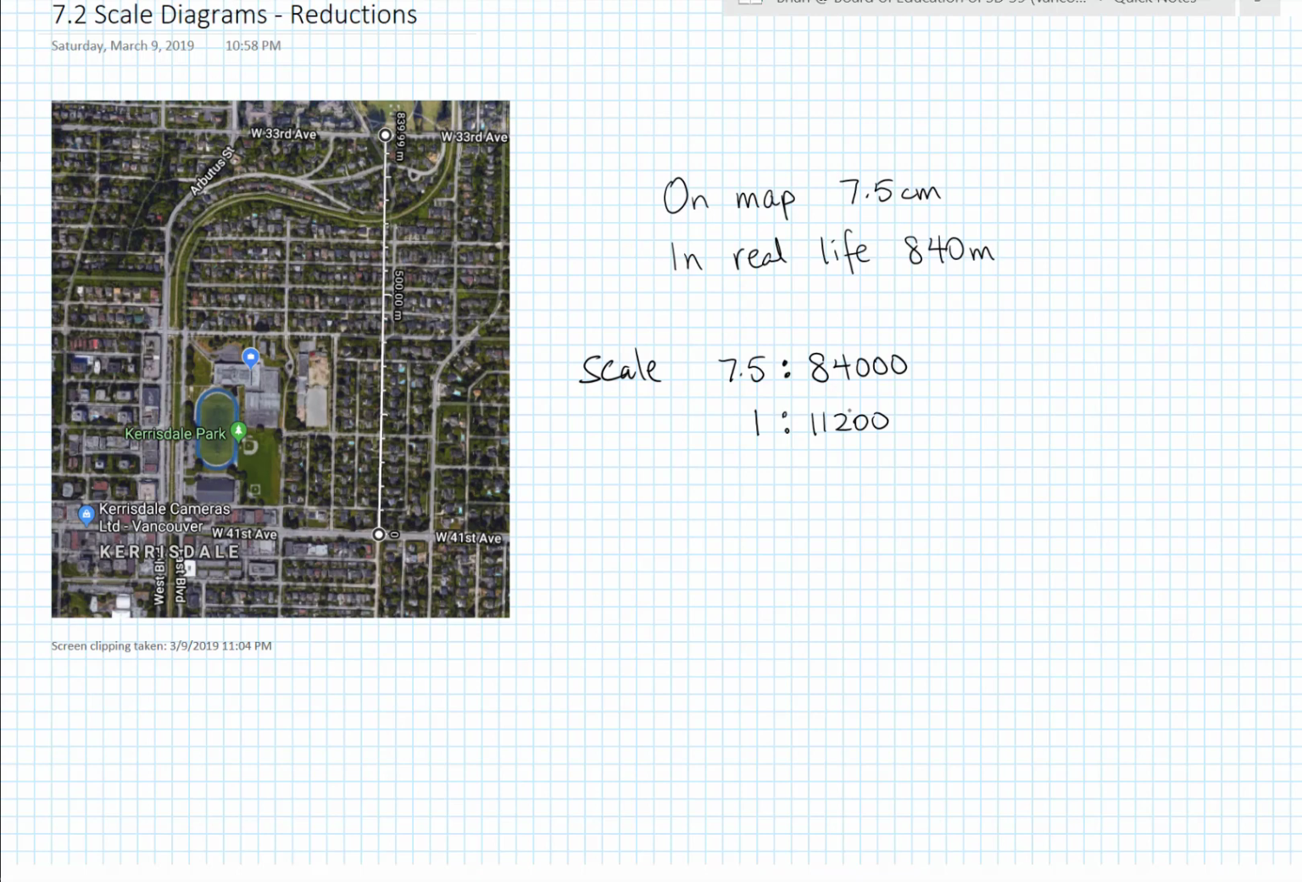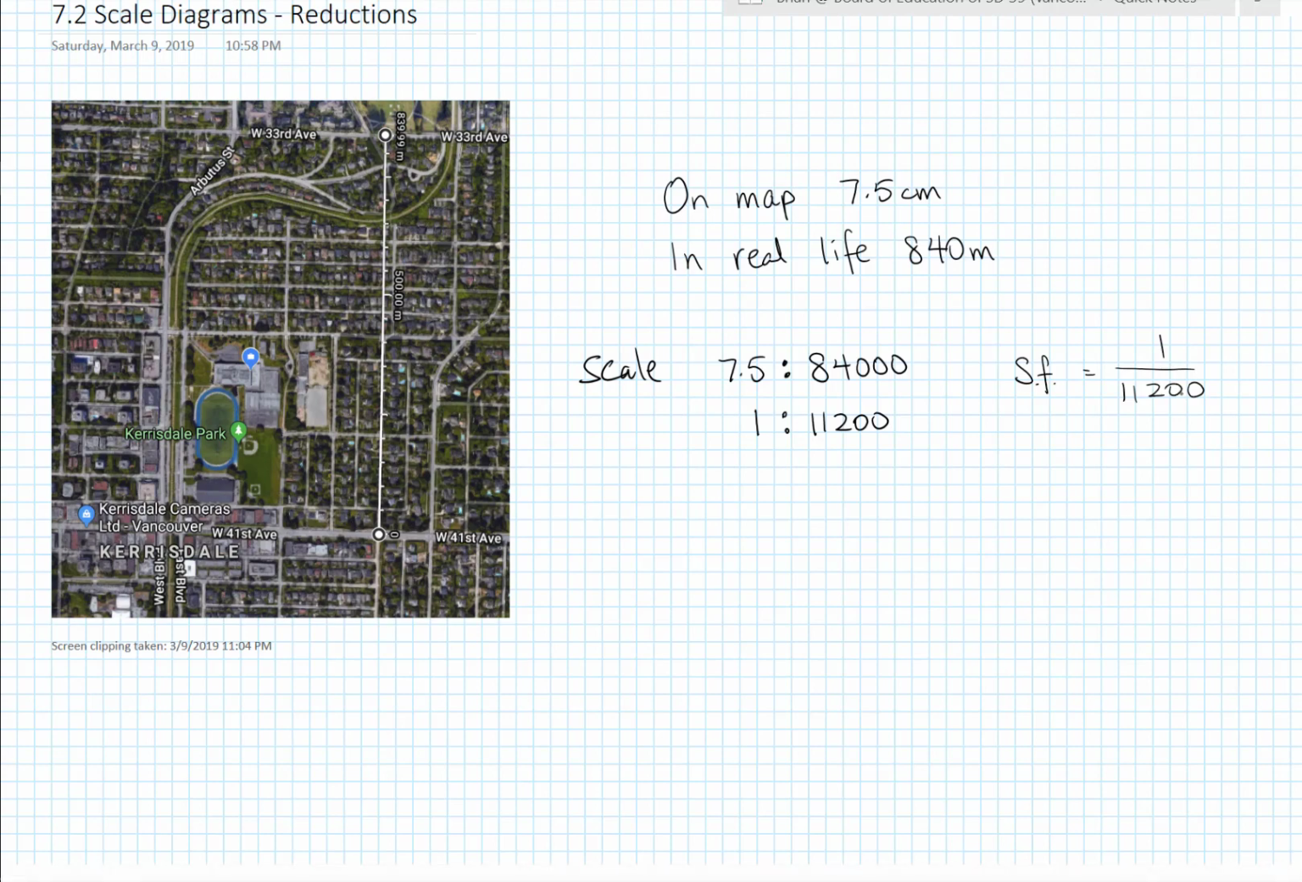Now, of course, we can also talk about a scale factor. Quite frankly, with this sort of reduction, we generally just deal with the scale. We don't really talk about the scale factor too much. But again, scale factor is easy to find if you know the scale, because converting from a ratio to a fraction, you just take the number on the left, that becomes your numerator, and the number on the right becomes your denominator. So your scale factor here is 1 over 11,200. Now keep in mind what that means. That means that a measurement in real life can be multiplied by 1 over 11,200 to create the measurement on the map or the measurement on the image.